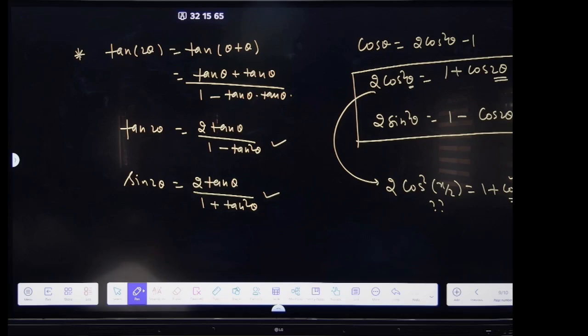Try. First calculate and tell me the value of cos x. Tan x is there, right? Make a right angle triangle: perpendicular is 3, base is 4, hypotenuse will be 5. So cos x will be 4 by 5, base by hypotenuse. Plus or minus? Minus, because the angle is in the third quadrant, where cos is negative. So cos x is minus 4 by 5. Where should I put minus 4 by 5? Here. So 1 minus 4 by 5, how much will you get?